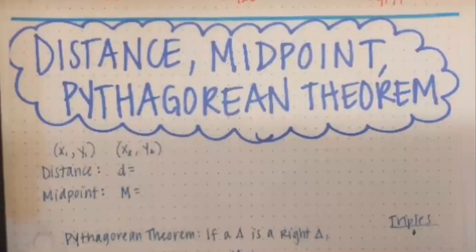Now it's time to move into some geometry topics. So we're going to talk about distance, midpoint, and Pythagorean theorem. Okay, so distance and midpoint, we have a formula. Actually, all three of them, we have a formula.